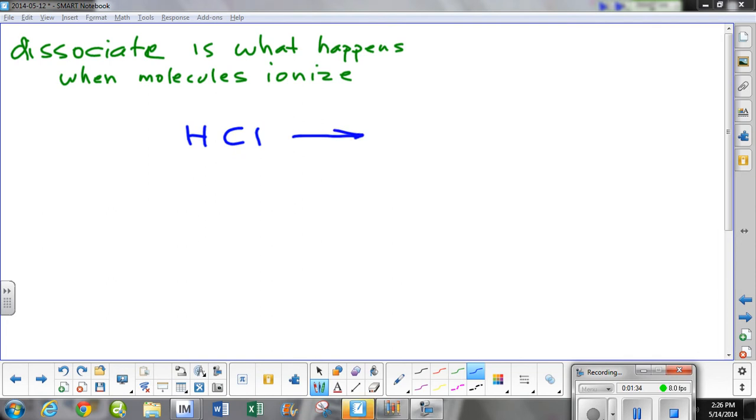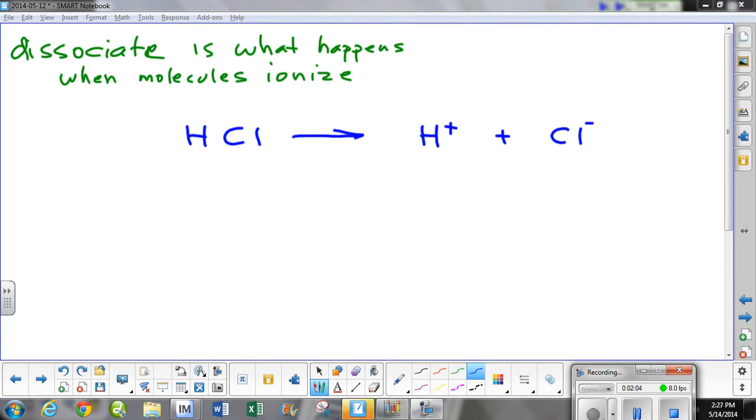Notice the arrow's one way. What does that mean? It ionizes how much? All the way, or 100%. So this is going to form hydrogen ions, and it's going to form chloride ions. And when we get going on the lesson, you're going to find out that hydrogen ions really aren't going to be around for more than a nanosecond, because they're going to bump into water molecules and become hydronium ions, H3O.